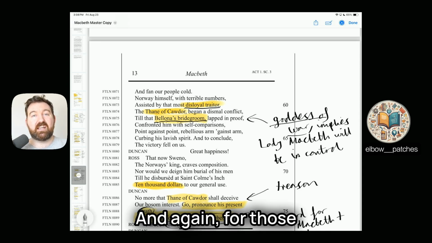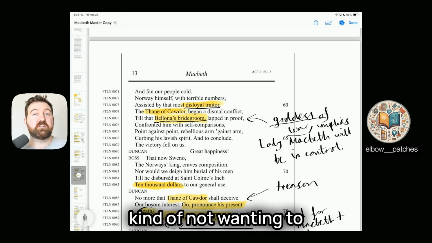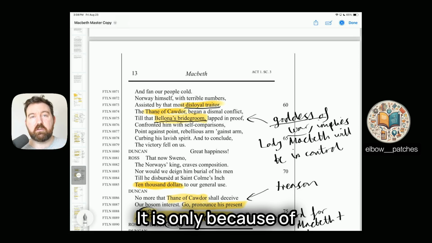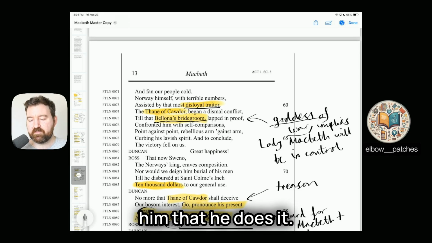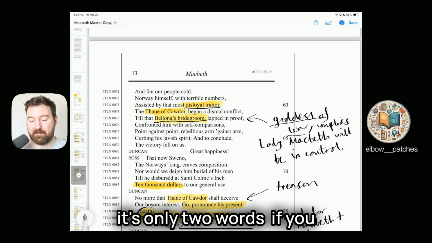Okay. And again, for those of you that have read the play, that's exactly what happens. Macbeth is actually kind of not wanting to commit the regicide and kill King Duncan later. It is only because of the witches persuading him, and even more so his wife pushing him and convincing him, that he does it. So that is an absolutely amazing quote for you to remember. And it's only 2 words.